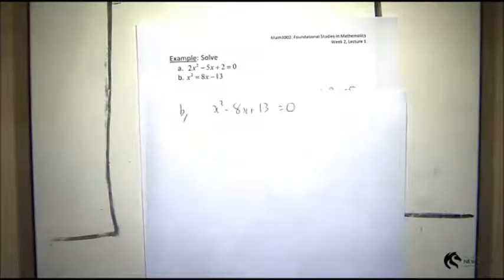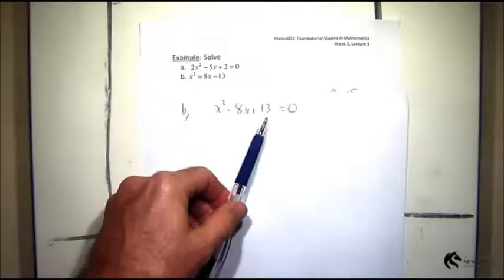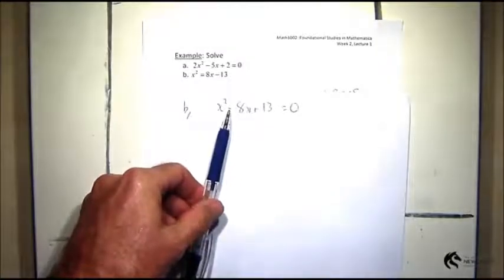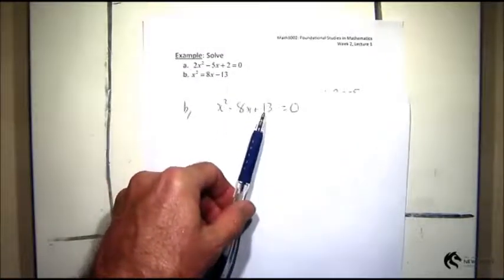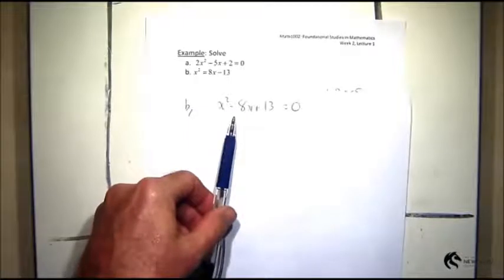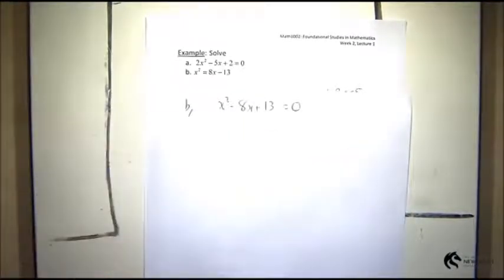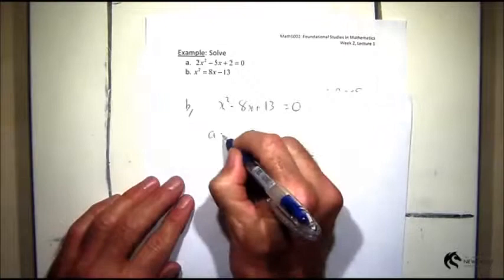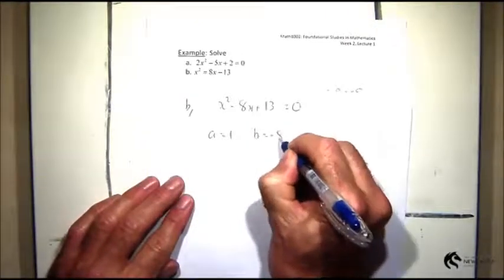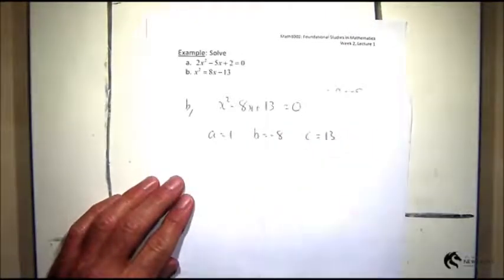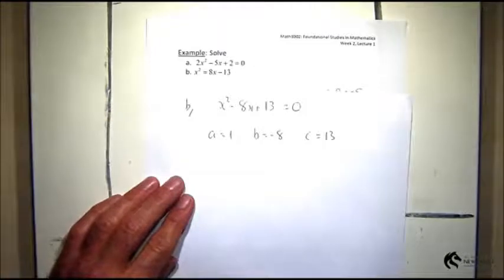So I want two numbers that, when I multiply together, give 13. Now, 13 is prime, so it's only got two factors, whole numbers, 13 and 1, and they certainly don't add to minus 8 no matter how I try. So I can see straight away factorisation isn't going to be helpful here. So I'm going to launch straight into the quadratic formula. So here, A is equal to 1, B is equal to minus 8, C is equal to 13.